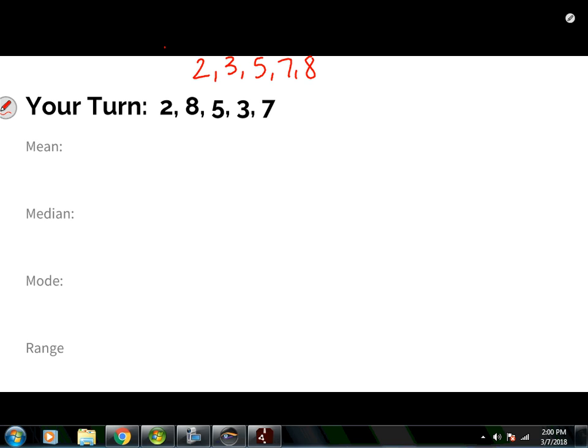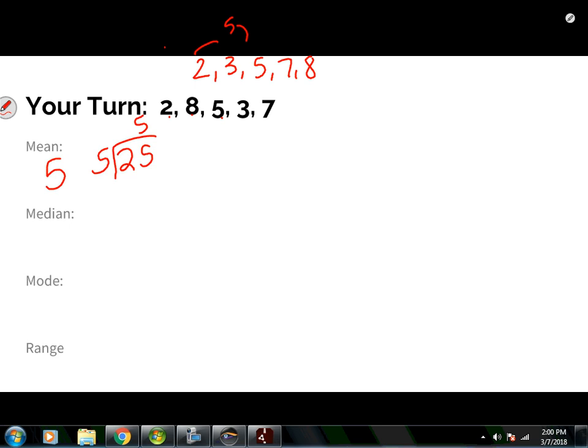For your mean, add your numbers up together. 2 plus 3 is 5, 5 plus 5 is 10, 10 plus 7 is 17, and plus 8 is 25. All of that divided by 1, 2, 3, 4, 5. 25 divided by 5 is 5, so our mean is 5.